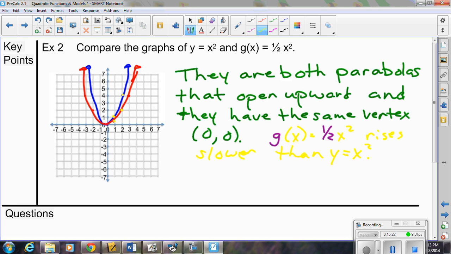And my E does not look much like an E. But there we go. We can compare, we can contrast, we can talk about how they're the same and how they're different, just identifying the behavior of our parabolas. And if you wanted to use some analysis on the equations of the quadratics, we'd be able to discuss even more.